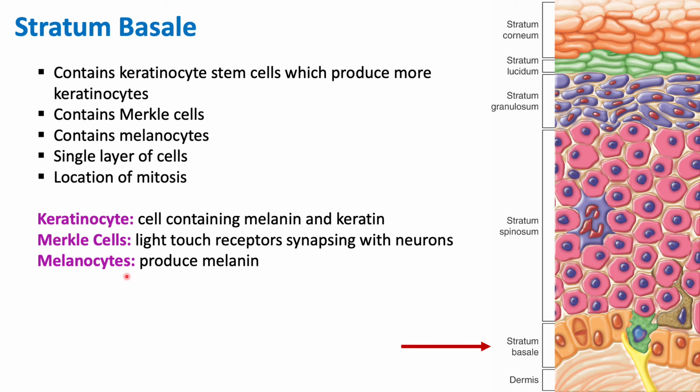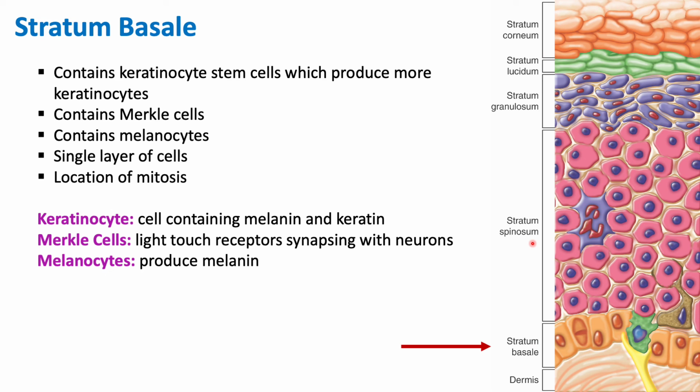Now we have also melanocytes found within stratum basale, which are essentially the cells that produce melanin. And remember that our keratinocyte contains melanin. So where is this melanin coming from? It's coming from our melanocyte. So once the melanocyte produces melanin, it will move into the keratinocyte. And that keratinocyte will move up through the layers of the epidermis. And lastly, the stratum basale is a single layer of cells, and it is the primary location of mitosis. And that is essentially everything regarding the layers of the epidermis.